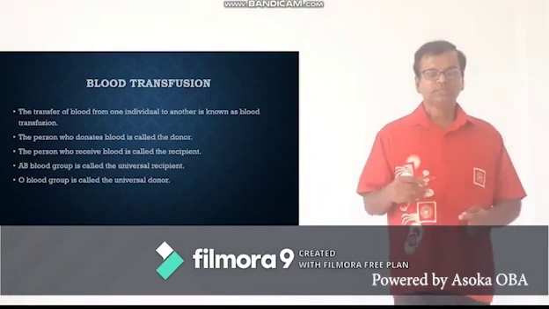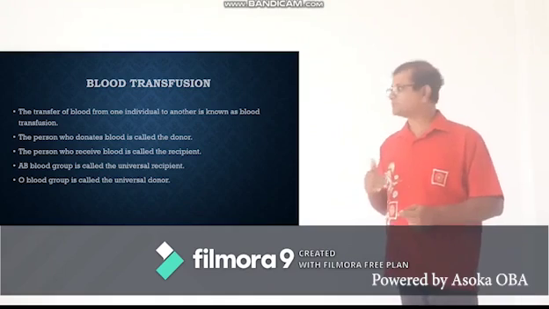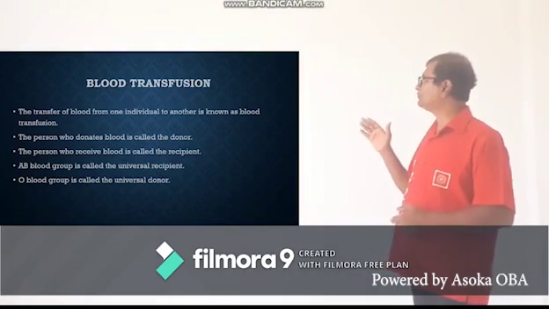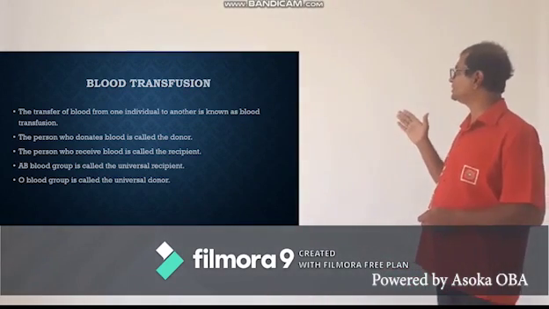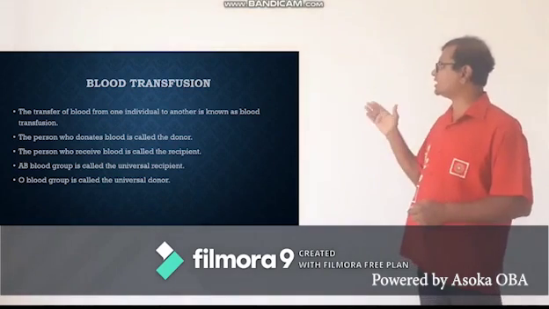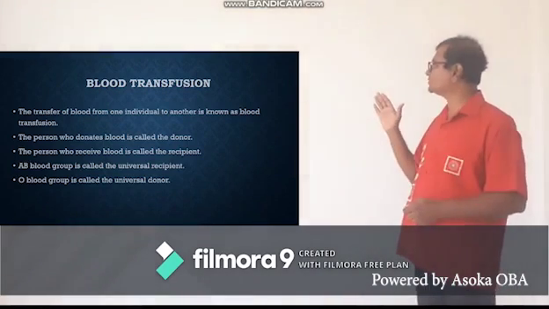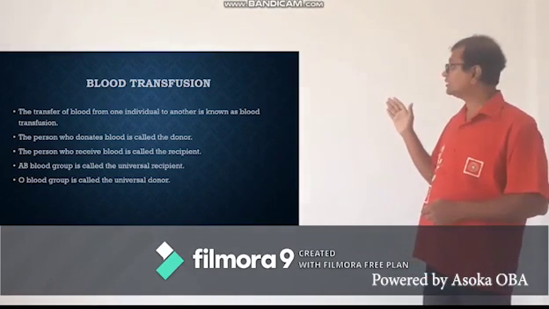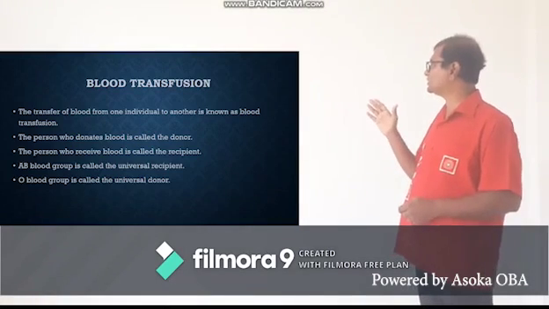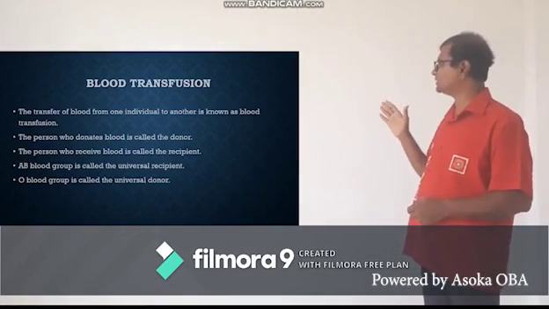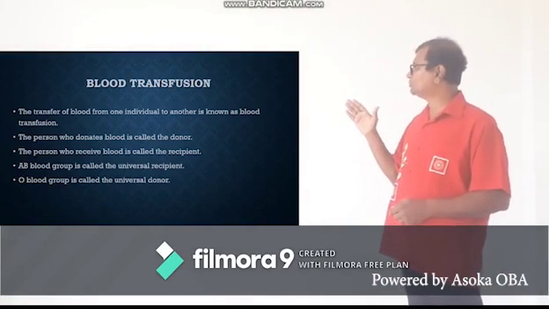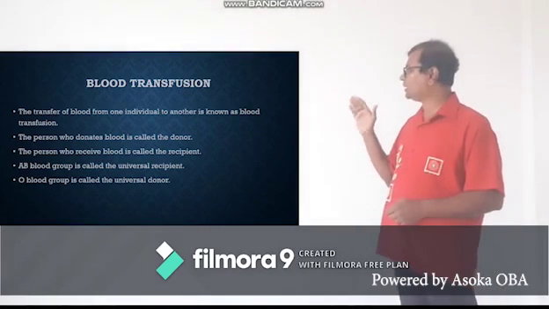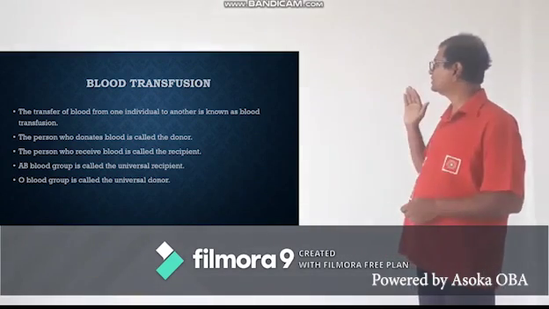Then we study blood transfusion. The transfer of blood from one individual to another is known as blood transfusion. The person who donates blood is called the donor. The person who receives blood is called the recipient. AB group is called the universal recipient. O blood group is called the universal donor.